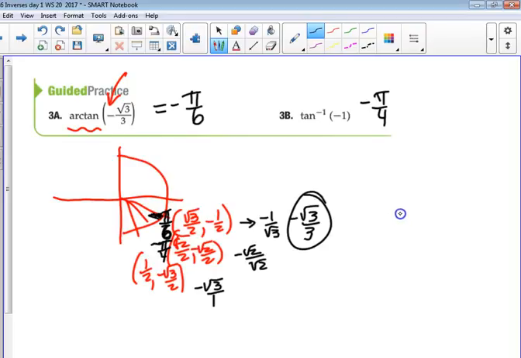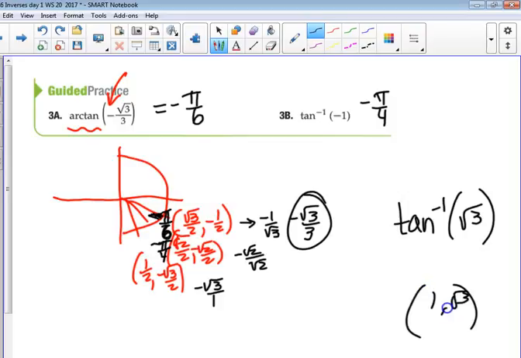Okay, so let me do one more. What's the inverse tangent of square root of 3? This time I'm looking in what quadrant? Quadrant 1, because it's an arctangent or an inverse tangent and it's positive. I need the square root of 3 over 1. So where's that ordered pair happening at?